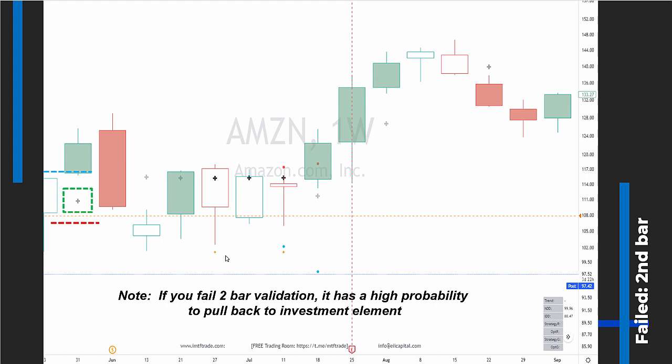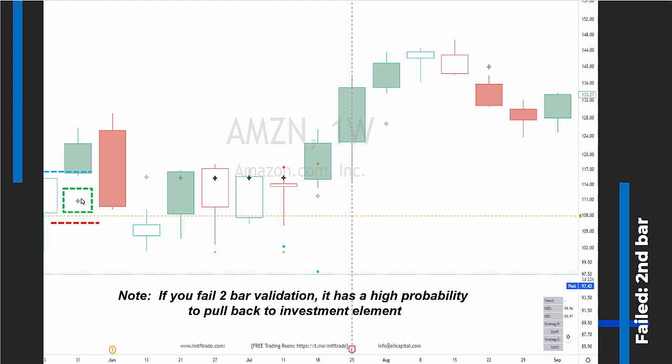Let's go for an example of the investment strategy. Before we begin, 2 key things to note. At any point in the trade, price could pull back to the investment element. That's the first thing to know. Second thing, if you fail the 2-bar validation process, then your probability to come back to that investment element is also high. So remember those 2 things as we walk through some examples.